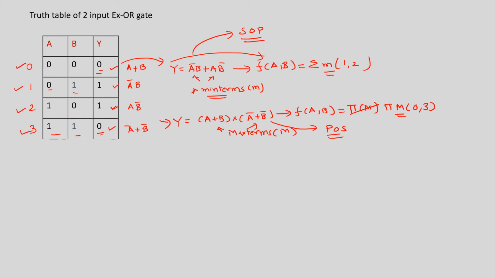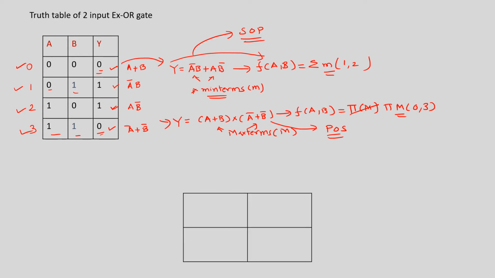Once we understood this, now we can go for K-map. K-map is basically a graphical tool which has the entries of the truth table. Now in this truth table we have two inputs, so we are going for the two variable K-map. It is shown here. We have 4 boxes in the K-map, each box is for each entry. We have two input variables.